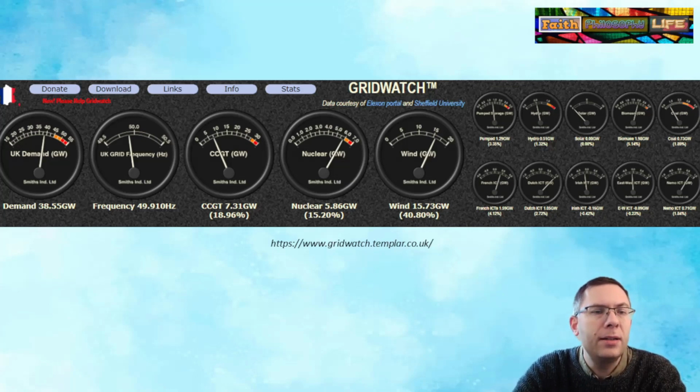You can see the UK demand through the national grid is 38.55 gigawatts, which is quite a lot. You can then see the CCGT, which is gas consumption, burning gas in order to generate electric. 18.96% of our usage is coming from that. Now, the thing with that is that it is cheap. Okay, well, I say cheap, relatively speaking. It is one of the cheaper ways to make electric, but equally it is a fossil fuel, and therefore it's not necessarily the best to use, and it's something that as a country we do need to wean ourselves off.